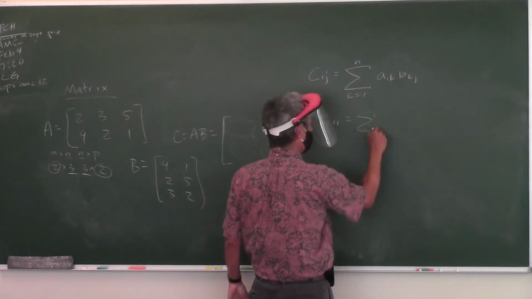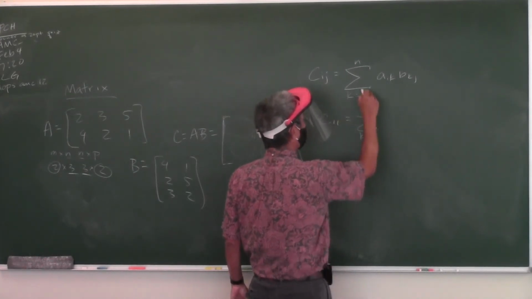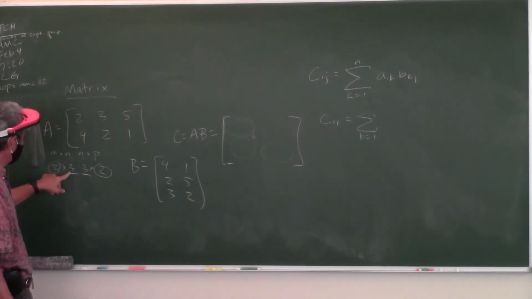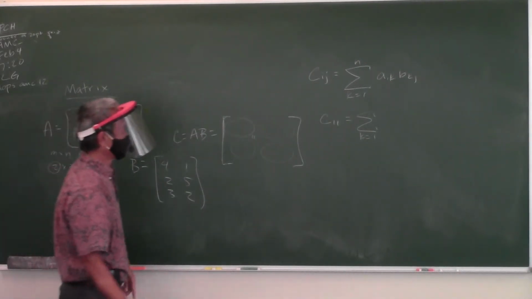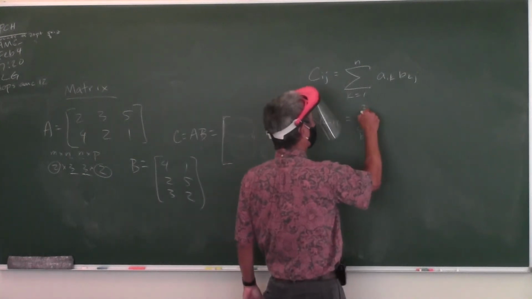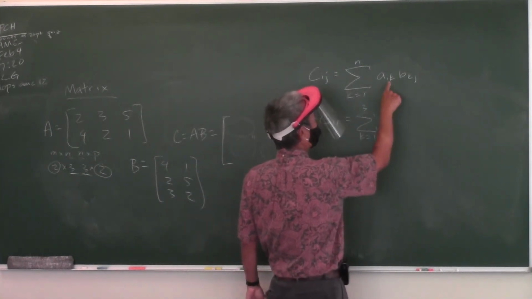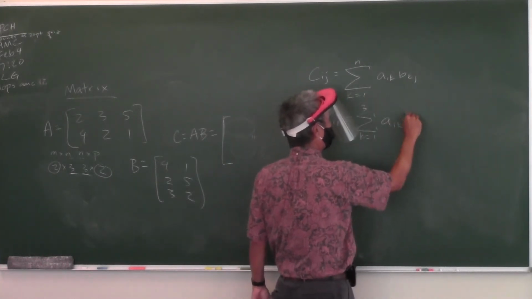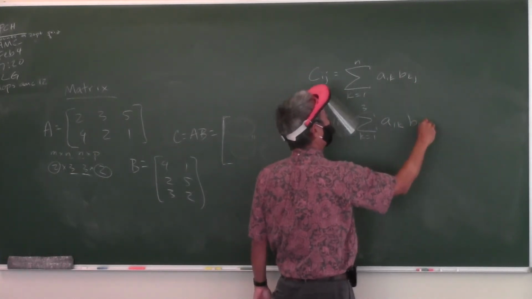Sigma, k equal 1 to n. What is n in our problem? n was this number here, right? It's 3. So k equal 1 to 3. A sub, now what do I plug in for i again? 1. And then what do I plug in for j? 1.